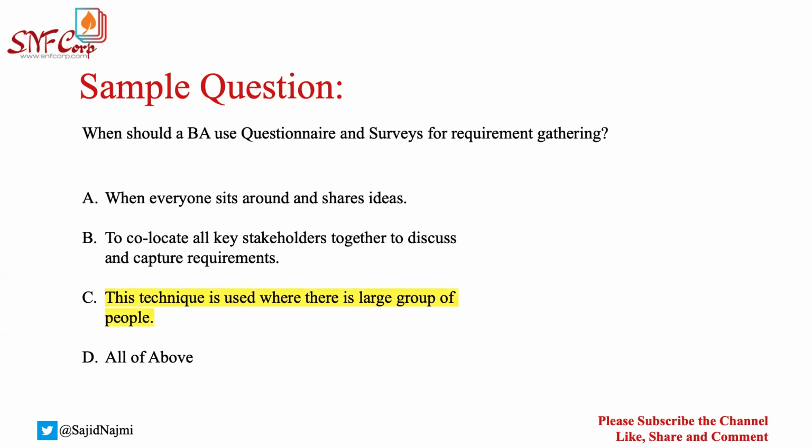This technique is used where there's a large group of people. When everyone sits around and shares ideas, this is not called a questionnaire. What do you call it? You guys tell me. You just studied. It's called brainstorming. We're sitting everybody together and collecting the ideas. Co-locate all key stakeholders together to discuss and capture. This could be one of your techniques. But surveys and questionnaires we always use when we have a large group of people across the world, across different regions, and then we send them the questionnaires.